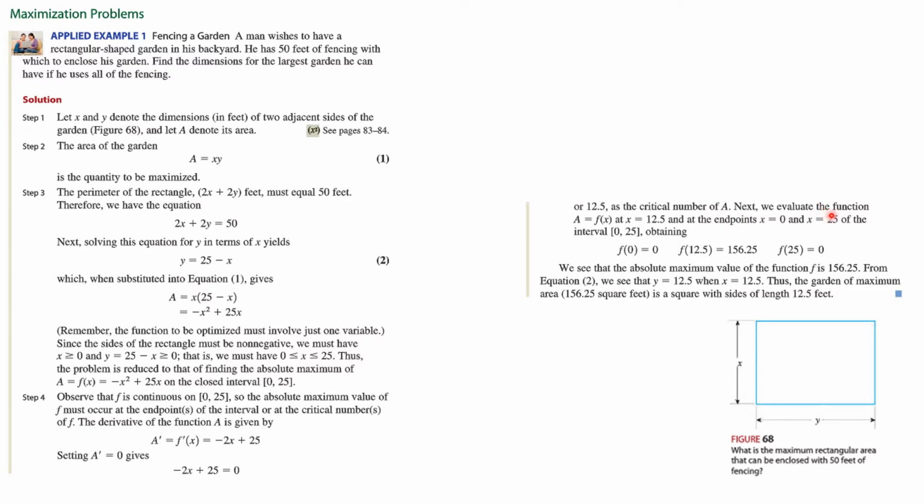Next, we evaluate the function at the endpoints and the critical number. So A of 0 is this. A is actually the area again. If I put 12.5 in there, I get this. If I put 25 in there, I get that. So the maximum value is 156.25, and that happens when x is 12.5, and if x is 12.5, this tells you that y over here is also 12.5. So we found the dimensions. It has to be a square of side 12.5, and the maximum area that we can get is this. A very nice problem.